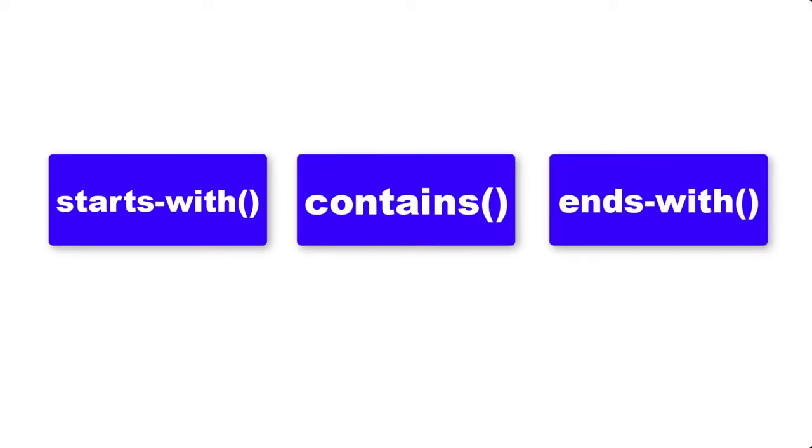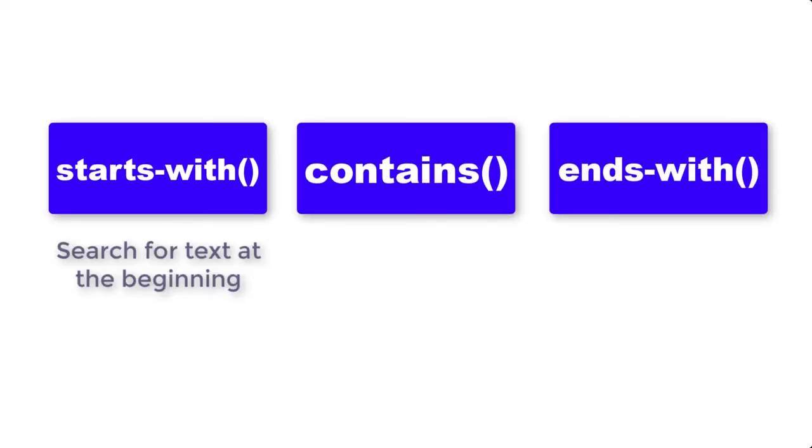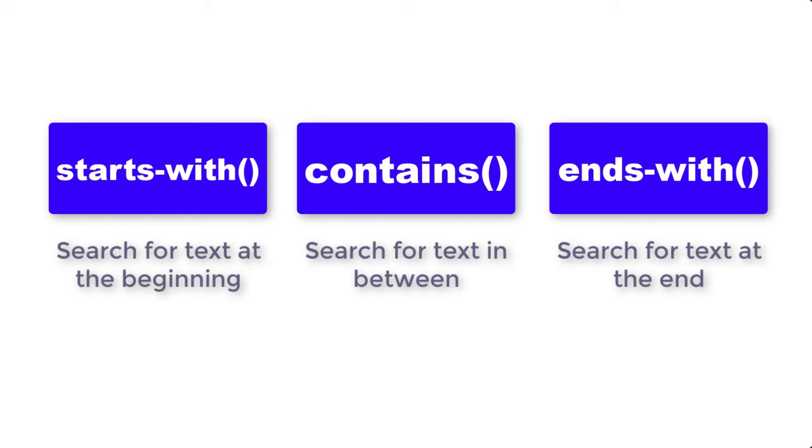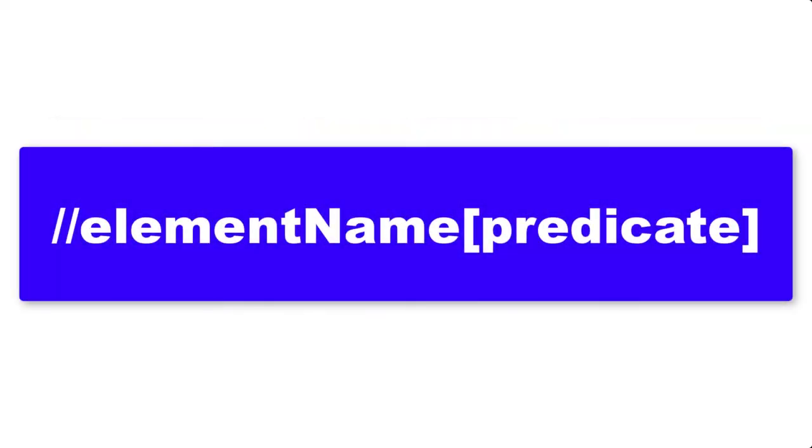Next, we learned about the starts-with, contains, and ends-with functions. Starts-with is used to search for a text at the beginning. Contains is used to search for text in between. The position doesn't matter in this case. And finally, we learned about the ends-with function, which is used to search for a particular value at the end. However, it's not supported in XPath version 1.0, which is the one used by most of the browsers and LXML itself. Now, something I want to make you aware of is that in XPath, everything we write between square brackets is called a predicate, which is like a condition, okay?